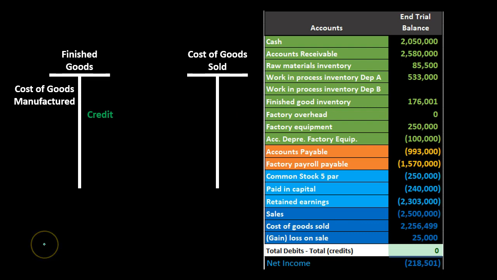Then we're going to take the information from finished goods. We're actually going to sell it. So when we sell it, we're going to take it out of the finished goods. We're going to credit finished goods and we're going to debit the cost of goods sold.